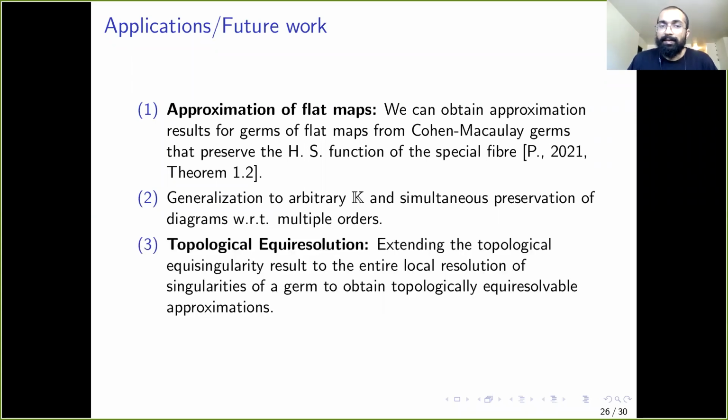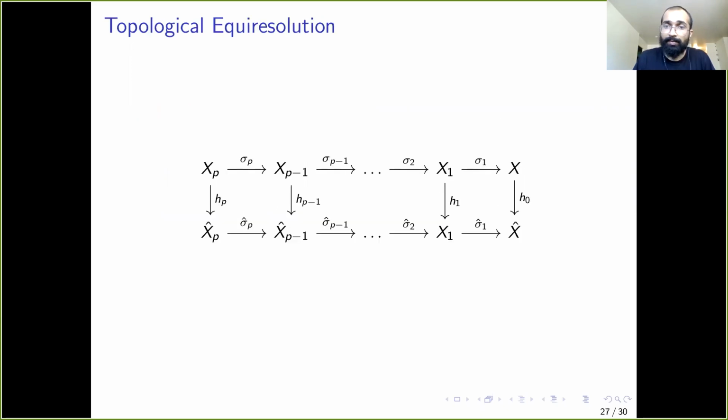Finally, perhaps the most ambitious future work based on the results that I presented today is to extend this topological equisingularity result to the entire local resolution of singularities of a germ to obtain topologically equiresolvable approximations. And I have a diagram to explain what I mean by that. So if you assume that X and X hat are germs, we've suppressed the subscripts here just to make the presentation a little bit simpler. And by Hironaka's theorem, X has a local resolution of singularities where these sigma I are some blow-ups with non-singular centers.